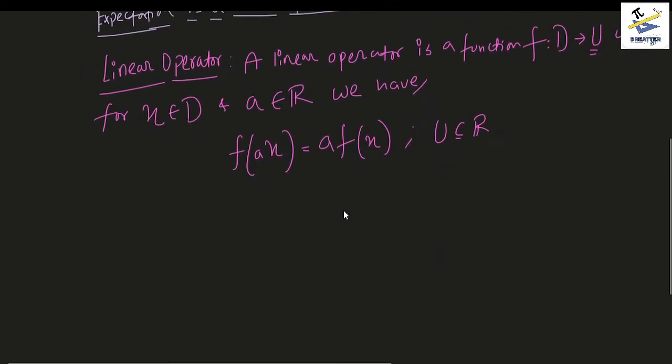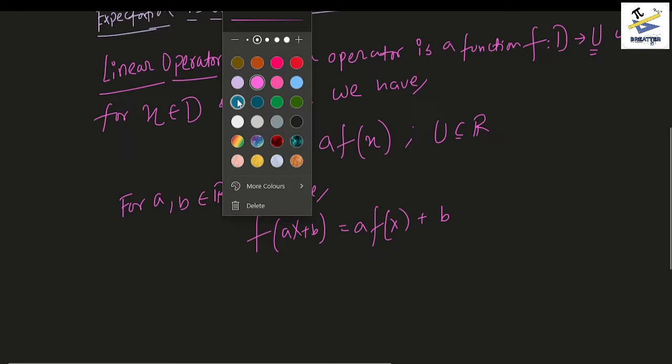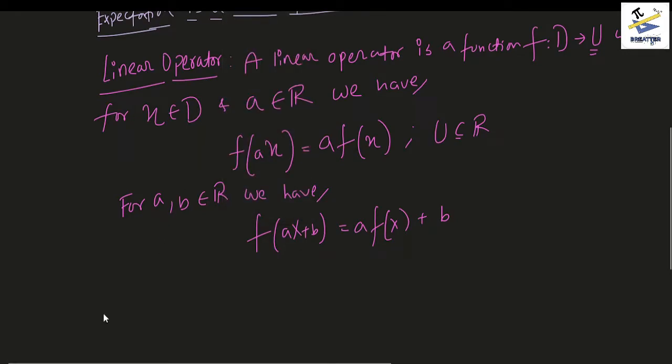Now f of ax equals a into f of x. Now for a comma b, which are real numbers, we have f of ax plus b equals a into f of x plus b. So this is the property of a linear operator. A linear operator operates in this way. And since I said that expectation is also a linear operator, it means that expectation follows the same rules as above. So expectation of 0 is 0, first of all.